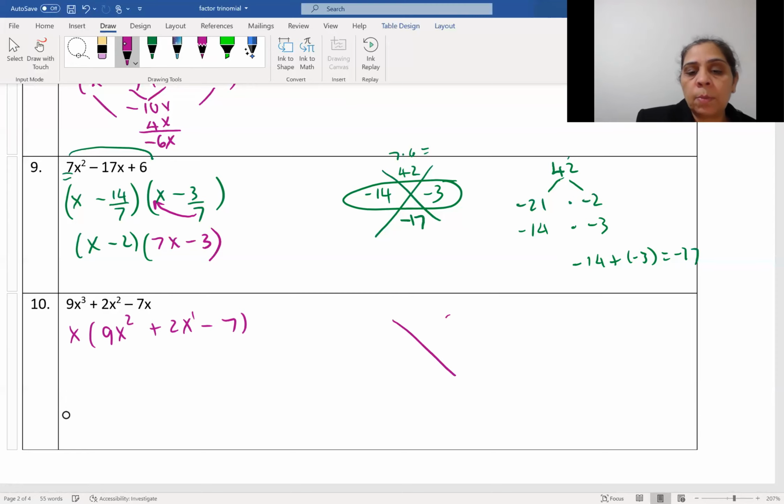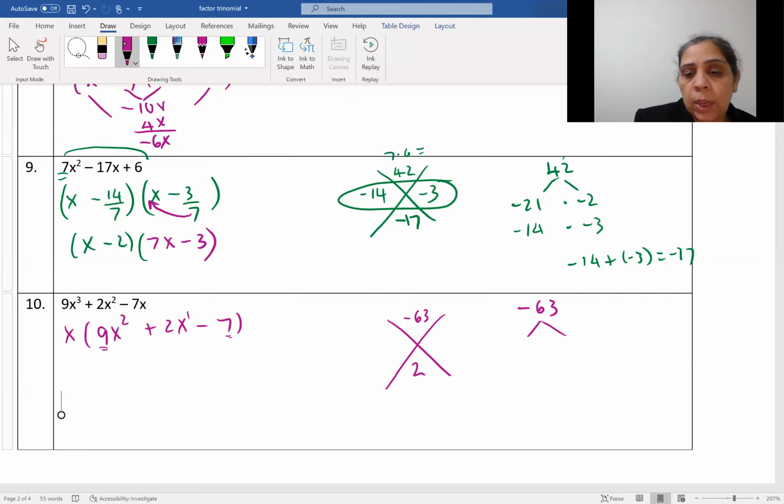What we need to write on top, 9 times negative 7 is negative 63. And the middle term coefficient we have is 2. So what two factors will we get? If you check, it's right here. 9 times 7 is 63. 9 minus 7 is 2. So we can see the bottom number is positive, so I will use the larger number positive. 9 times negative 7 is negative 63. And if you add, you will get positive 2. So 9 and negative 7.